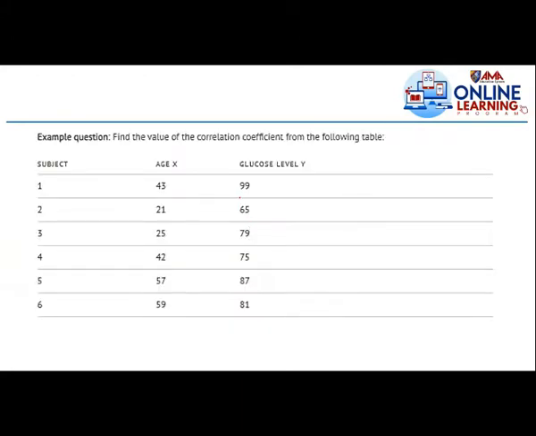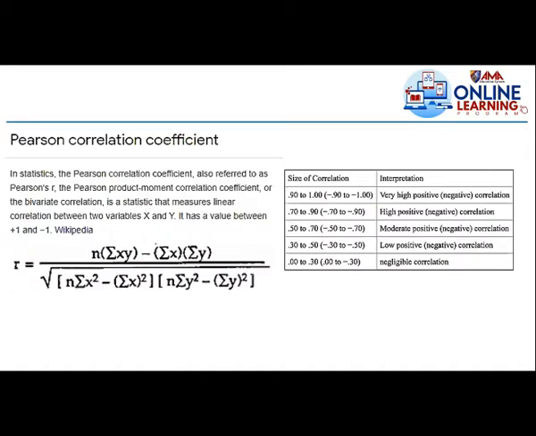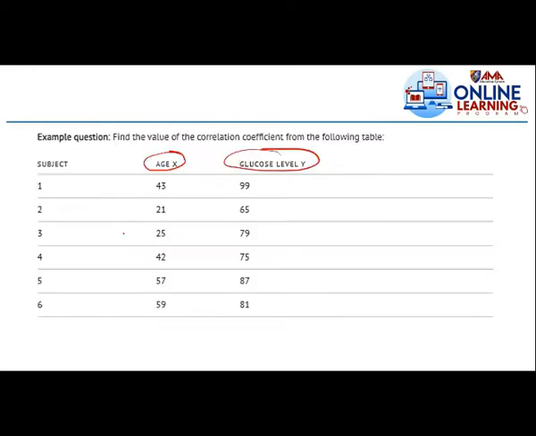Now, let's have an example. So find the value of the correlation coefficient of the following table. So, ang age is ang X variable natin, while ang glucose level natin is yung Y variable. Then, may 6 na subjects tayo. So, balik tayo dito sa formula. Itong N is the number of data points na pinag-aaral natin. So, on this example, we have N equals 6.